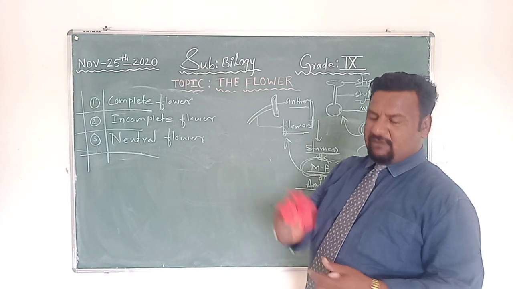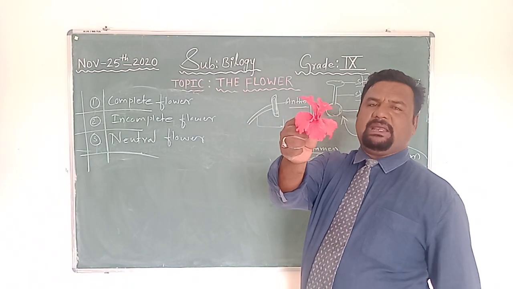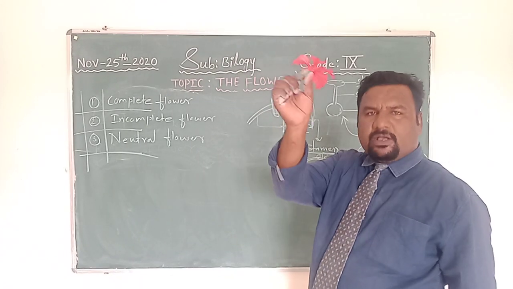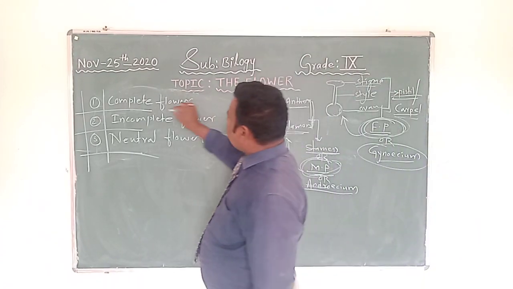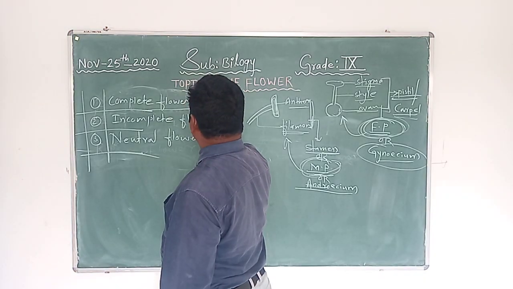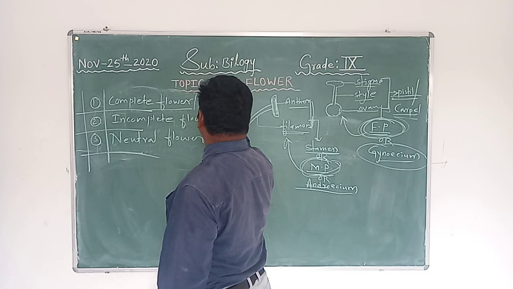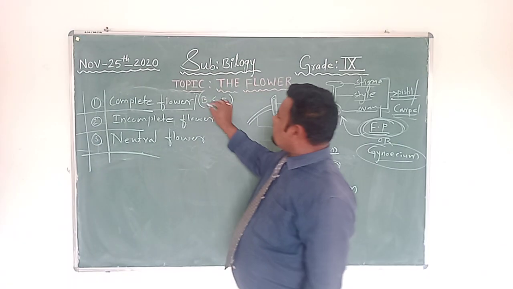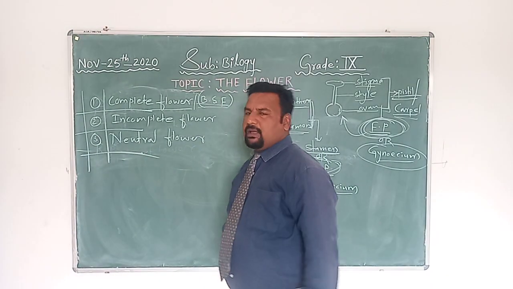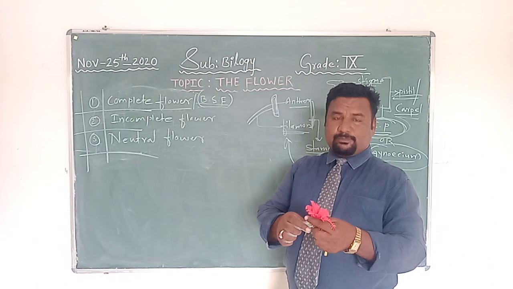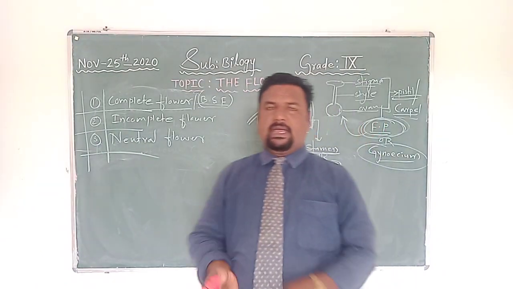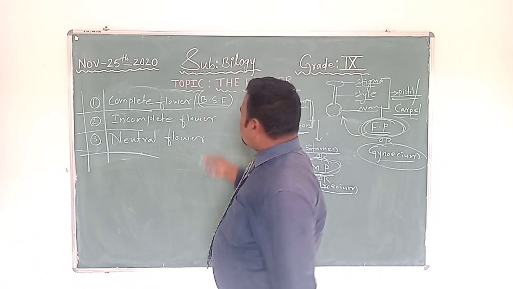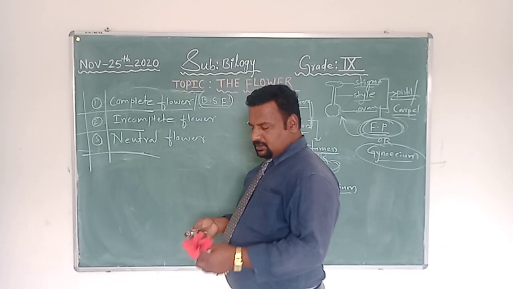Suppose this given flower has both male and female part. We are able to see androecium and gynoecium both in the given flower. So we call this kind of flower complete flower. The other name you can call it is bisexual flower. Complete flower can be otherwise called a bisexual flower because it has both the parts, androecium and gynoecium. So we call this complete flower or bisexual flower.